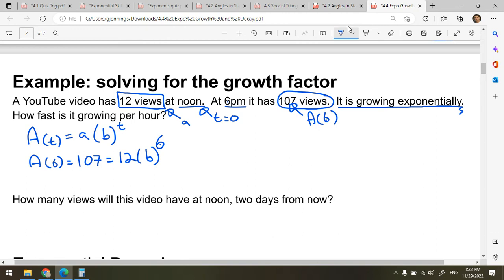All right, so now what we can do is divide away that 12 from both sides. So I get my inverse operations pen out. I'm going to divide that 12 away so that it's gone. And I have 107 over 12. So I have this equation over here. 107 over 12 is equal to what's left over here, b to the 6.